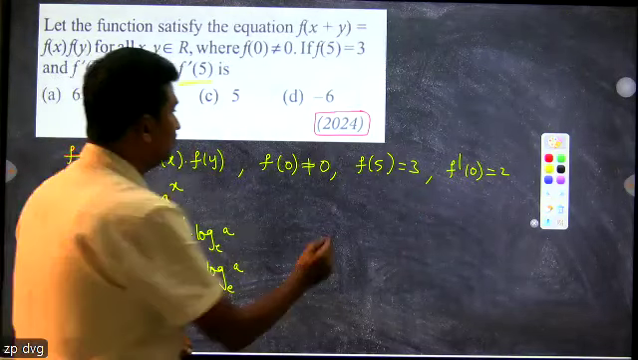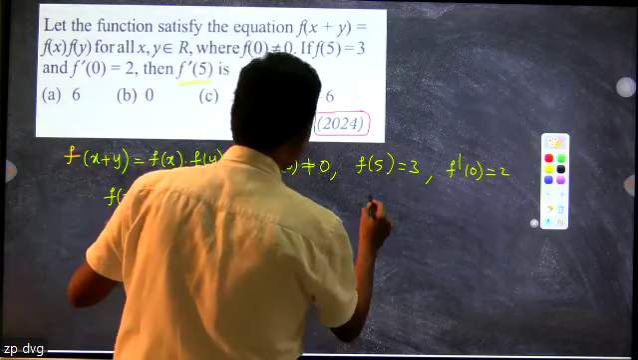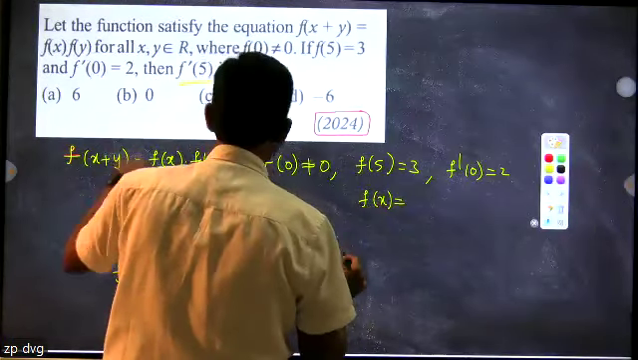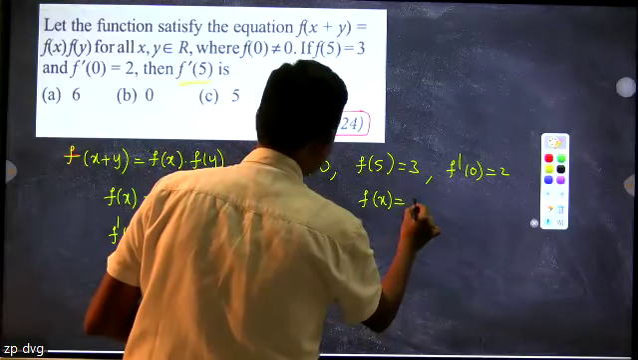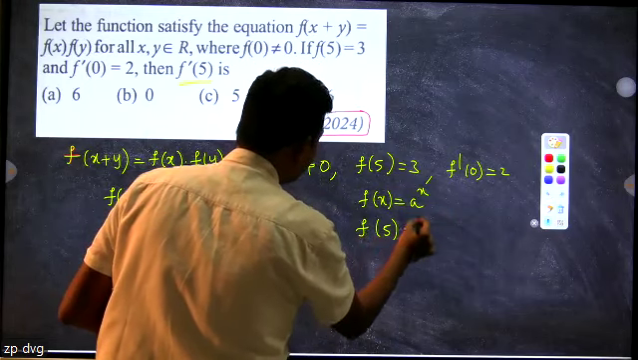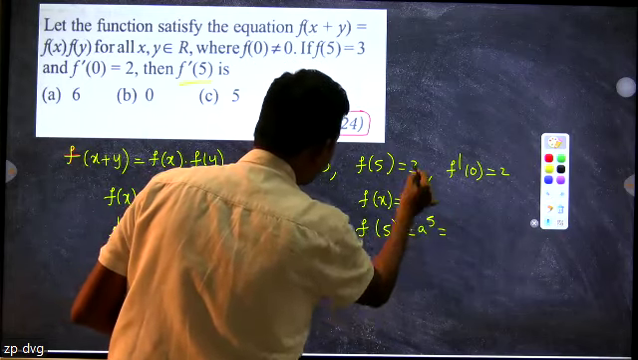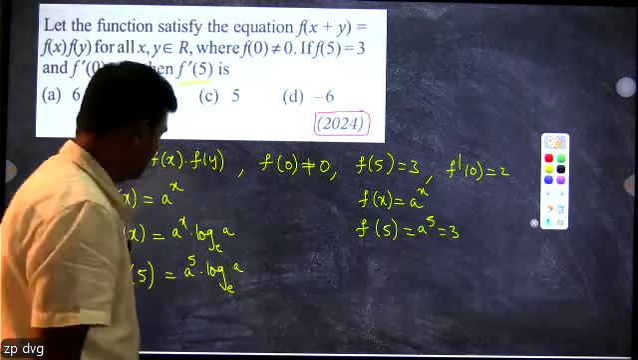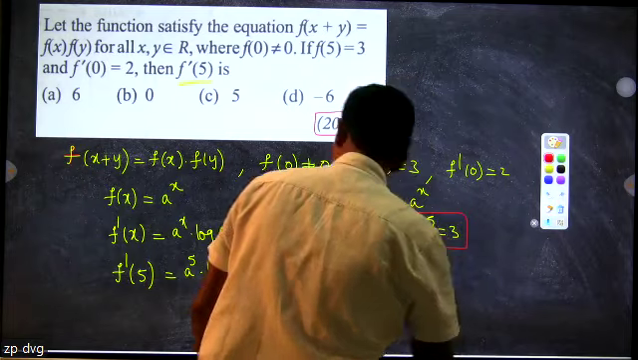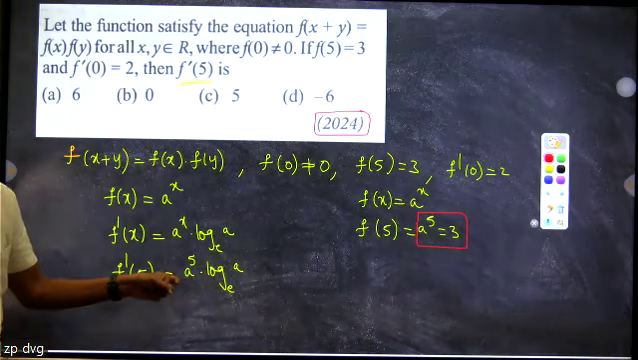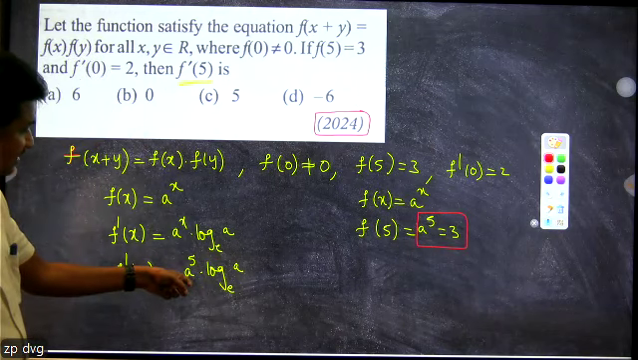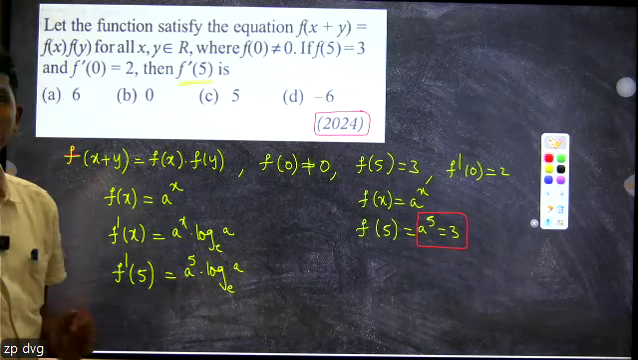So here they have given f(5) is 3. What is f(x)? f(x) is a^x, the function satisfying this condition. f(5) is a^5, and a^5 is 3, right? So here we got the a^5 value. Here we need a^5, and the a^5 value is 3. In place of a^5, if I write 3, this is 3 log a base e, but still we didn't get the answer.